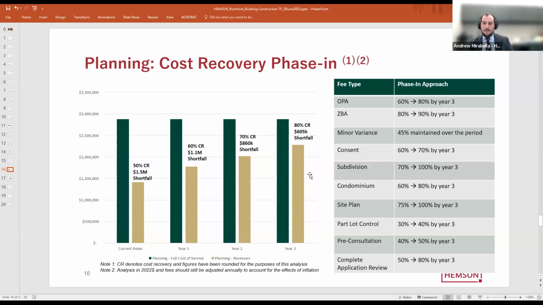Or the phase-in schedule. And we see that we have official plan amendments moving from a 60% cost recovery to 80% cost recovery in year 3, where we have minor variance applications, which are more akin to residential type applications or general residents, where we've maintained a similar cost recovery with no adjustments to the fee rates there. Where other areas, such as subdivision or plan of subdivision applications, we get to 100% cost recovery by year 3. So we've made adjustments to each of the different fee types themselves for planning.